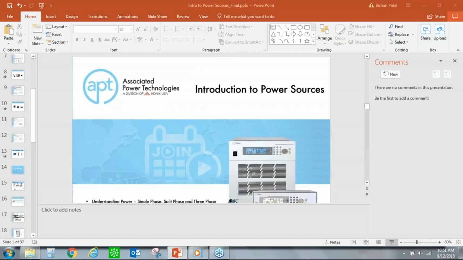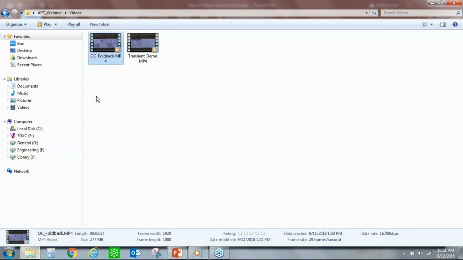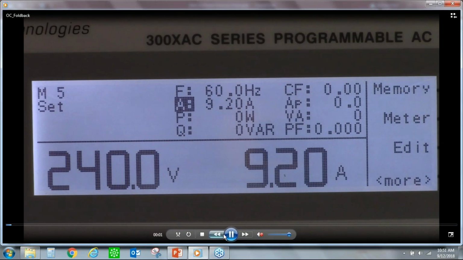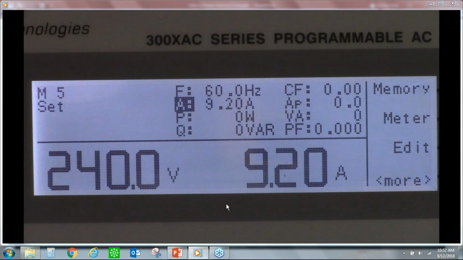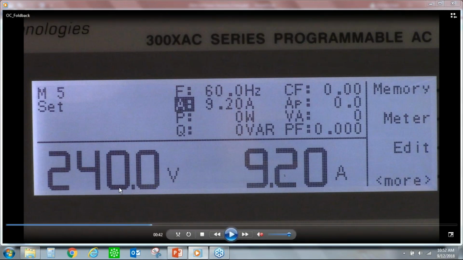So let's take a look at a demo from OC fallback. I'm going to describe to you the functionality. What we have here is a front screen of our 300 XAC series. This is a 2 kVA power supply, so obviously it allows you to run a test and provide up to 2 kVA of power. We have set the output to 240 volts. The max current available at this voltage will be 9.2 amps.